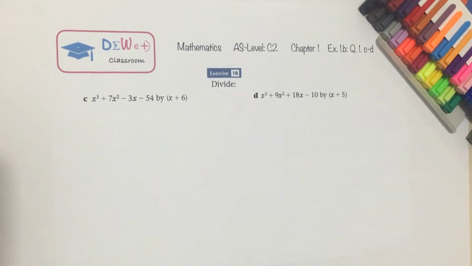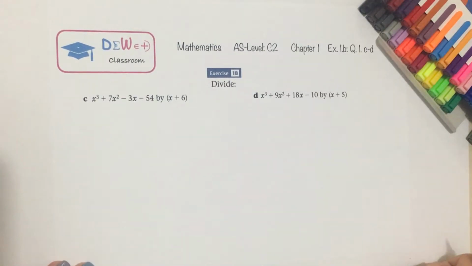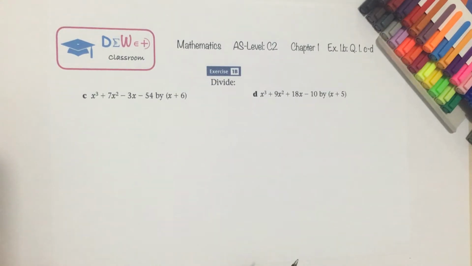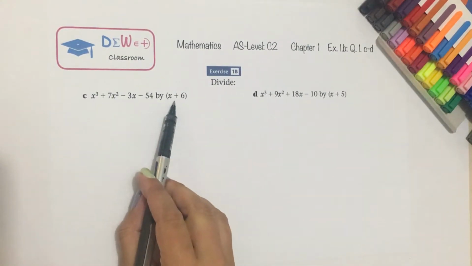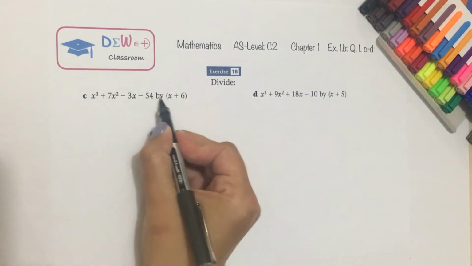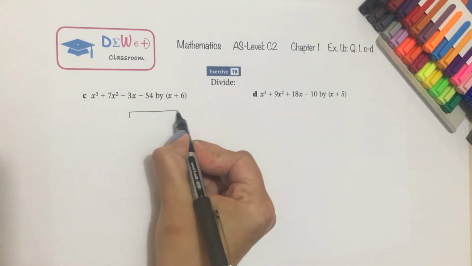In this video we are working from the C2 Core Maths textbook by Pearson, and we are busy with Chapter 1, Exercise 1b, question 1, C and D, dividing polynomials with factors. Right, we are going to start off by rewriting this polynomial and that factor in the long division method.